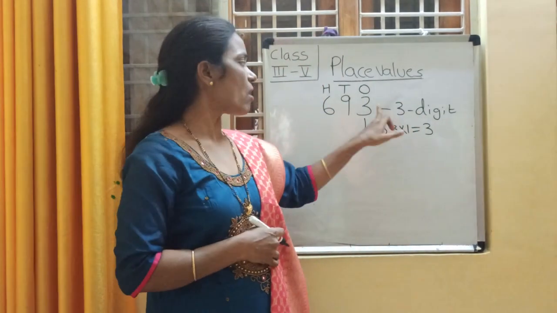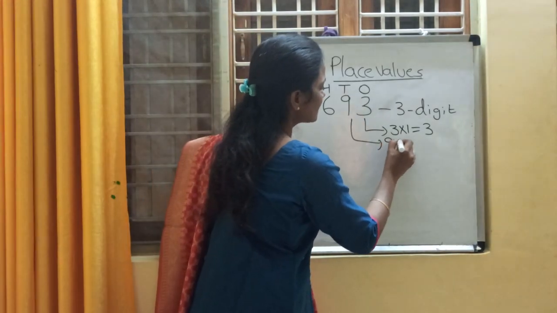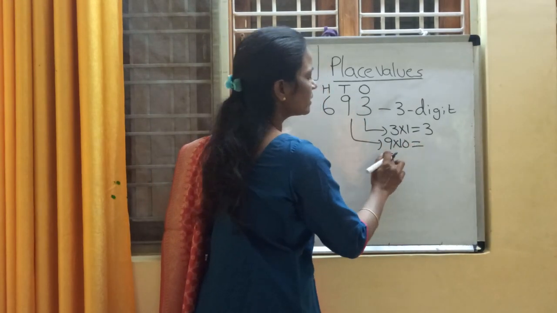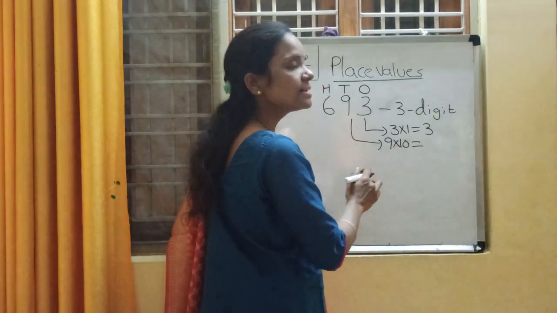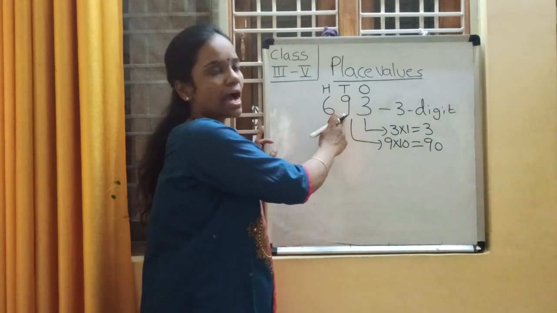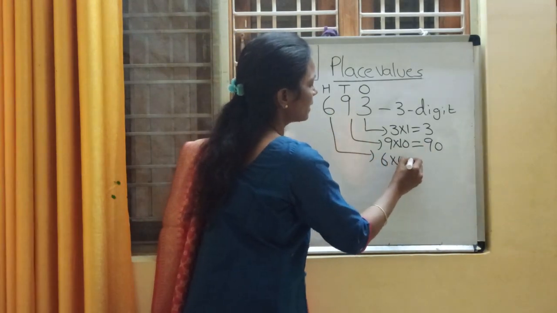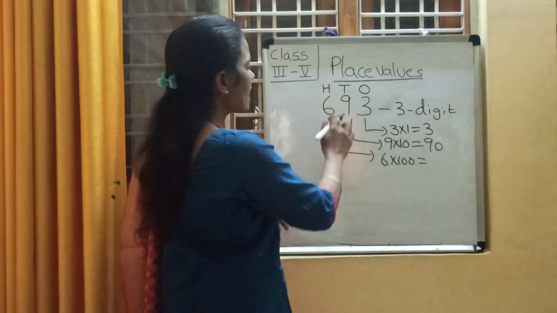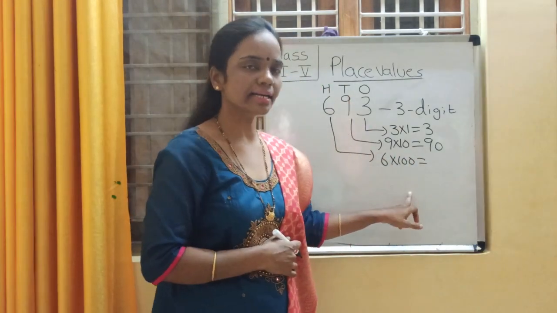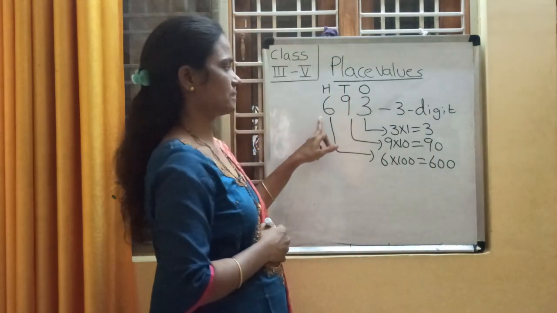The place value of 3. As 9 is in 10's place, 9's place value is 9 into 10, 90. 90 is the place value of 9. As 6 is in 100's place, 6's place value is 6 times 100. 600 is the place value of 6.